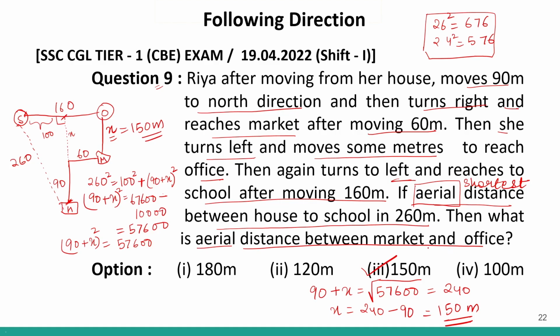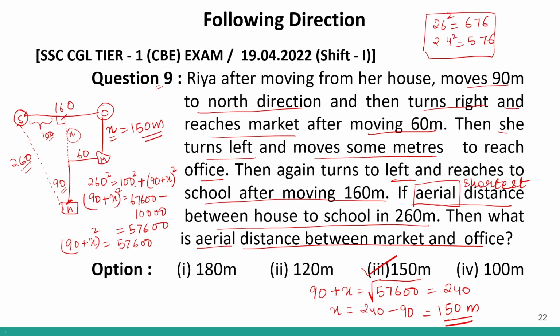Clear? Let me revise. So we got this diagram. We got this value of SH to be 260. Similarly, this is 100, this we know. We have to find the value of x. And this is 90, we know that. So 260 square will be equal to 100 square plus 90 plus x, square. This much you understand with the help of the Pythagoras theorem, right?